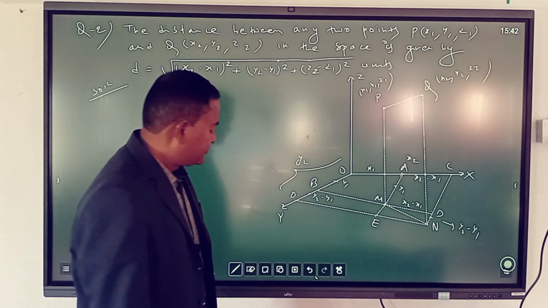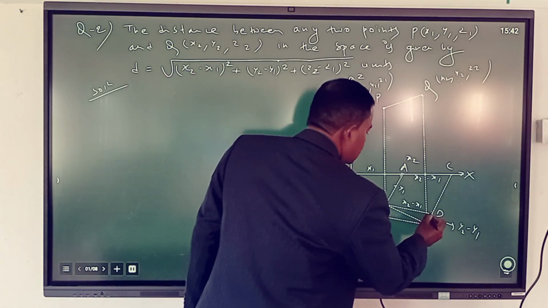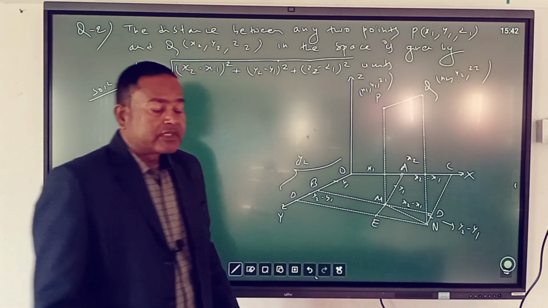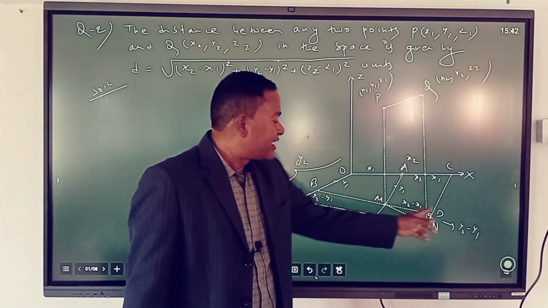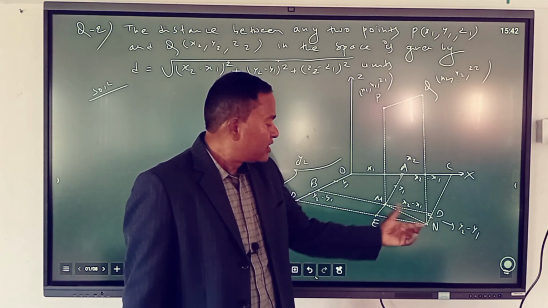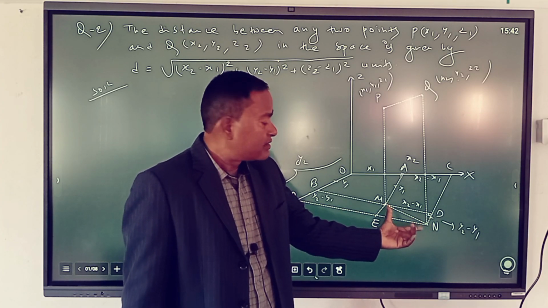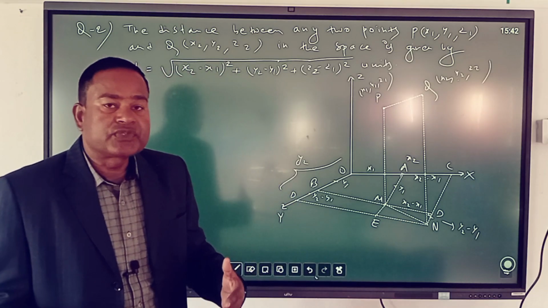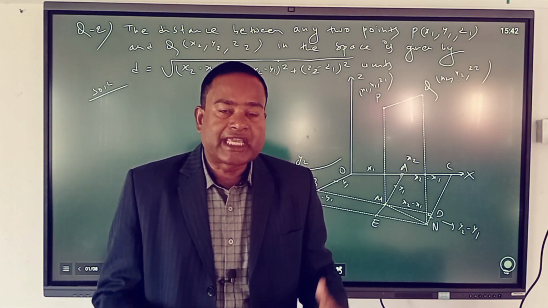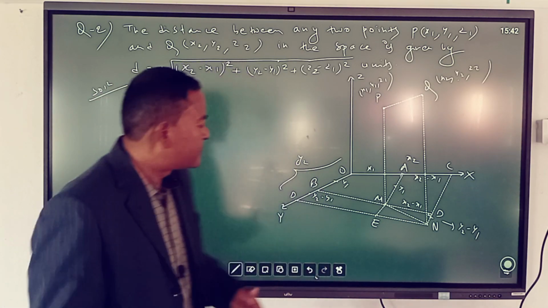So dear student, now by taking right angle triangle MDN, right angle at D, we can find the length of MN, which is the hypotenuse. So let us use Pythagoras theorem: H square is equal to P square plus B square.